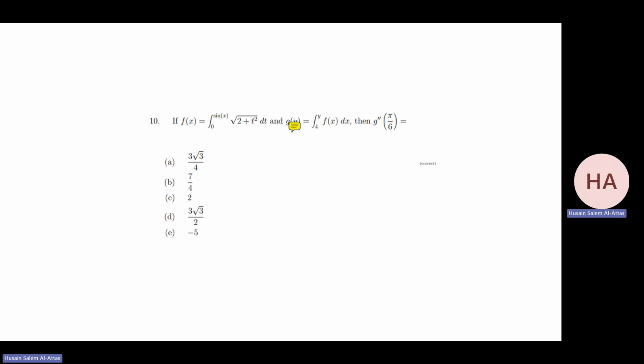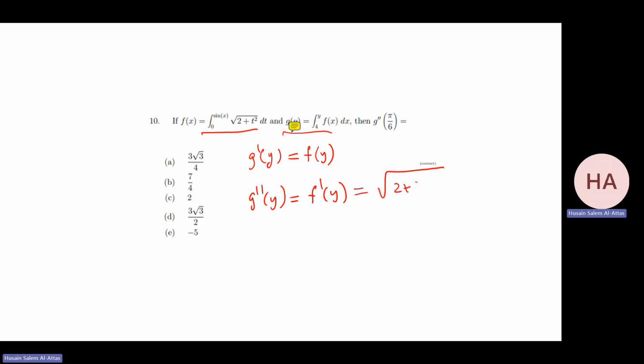Okay, now go back to g double prime. g prime of y will be f of y. g double prime of y will be f prime of y. But I need the fundamental theorem of calculus again. I did it here, now I do it again. That will be the square root of 2 plus sine square of y, times the derivative of sine, which is cosine y.